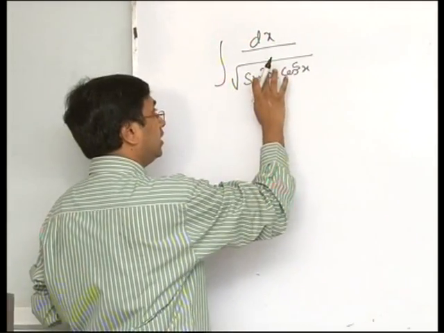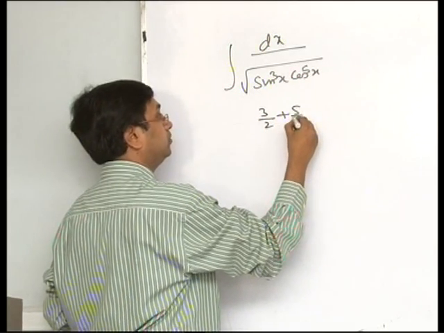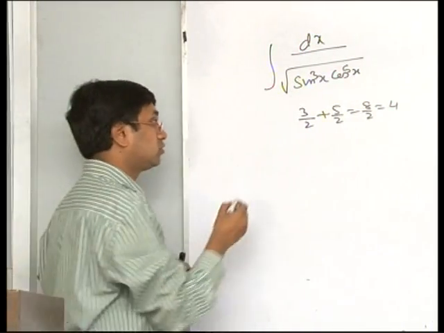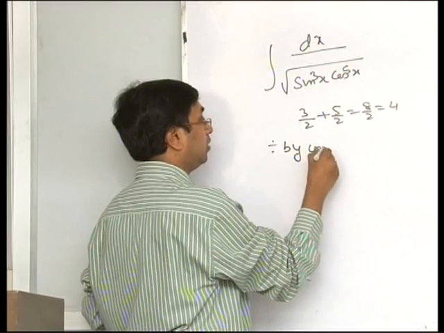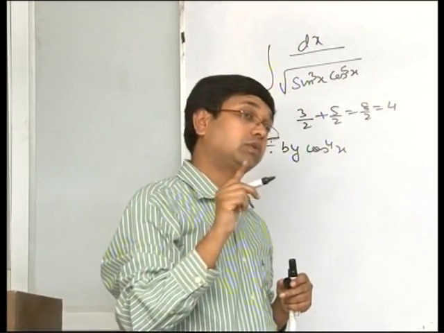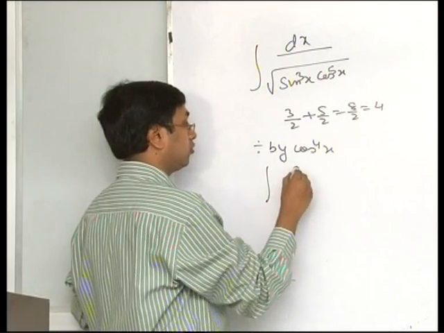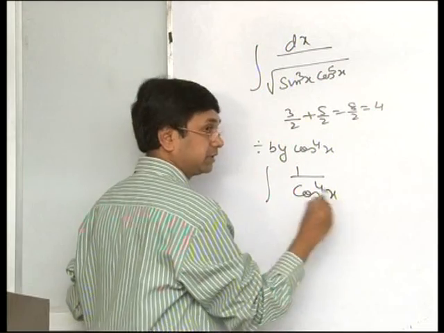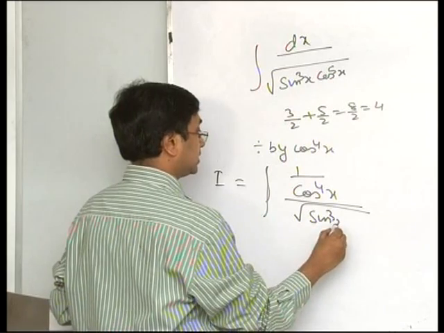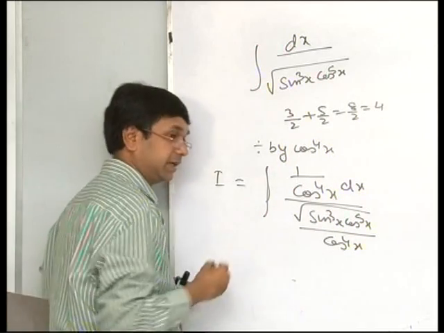So here if you see root, it is 3 by 2 and it is 5 by 2. So 3 by 2 plus 5 by 2, 8 by 2, that is 4. So this particular problem will be solved by dividing by cos to the power 4x. Had there been no root, then 3 plus 5 is 8, we would have divided by cos to the power 8x. Now due to the square root coming here, we are dividing by 4. So 1 upon cos to the power 4x, that is I, upon root sine cube x cos 5x upon cos to the power 4x dx.